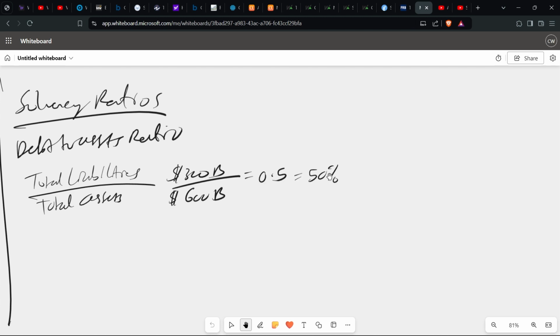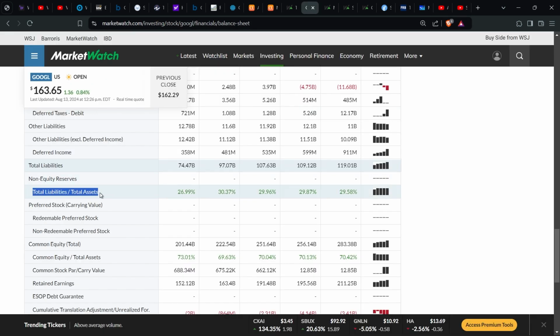This 50% means that half of the company's assets are financed by the liabilities. If we go back to a balance sheet here, you can see there is a row, total liabilities versus total assets, and it's recorded as a percentage. This is for Google, so on average, 30% of Google's assets are financed by liabilities. It's done by dividing total liabilities by the total assets.